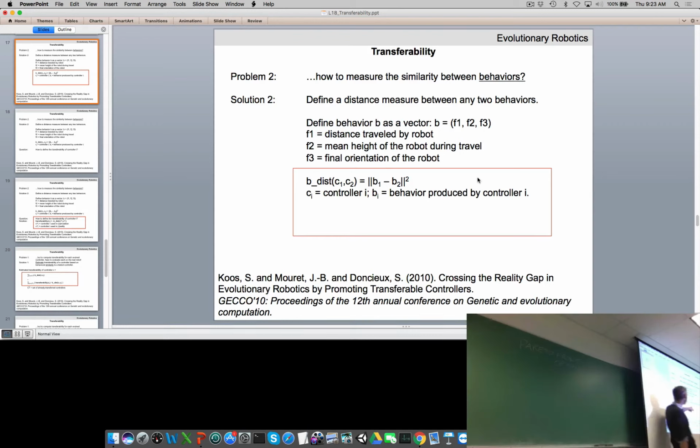We know by definition here that if we plugged in C1 and C1, again, let's assume there's no noise, there's nothing else affecting the behavior of the robot, the robot will do exactly the same thing twice, and we will get a behavioral distance of 0. If behavioral distance here is far from 0, it's a very positive value, what does that tell you about the behaviors produced by C1 and C2?